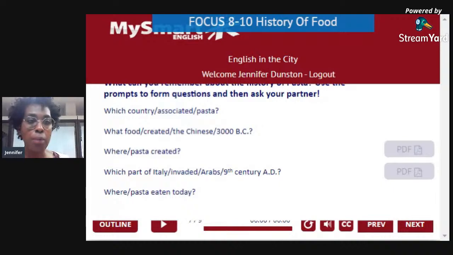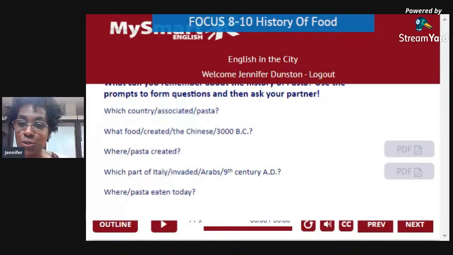Okay, so our first prompt is, which country associated pasta? Keep in mind that your question needs to be passive. How do we form a passive sentence or a passive question? You need the verb to be in present or past. Is, are, was, were. And then you need the past participle of the verb, which we already have here. Okay, keep in mind, if we're going to construct a present passive question or a past passive question, when do we use past or present perfect? I'll give you a hint. I'll give you one hint.